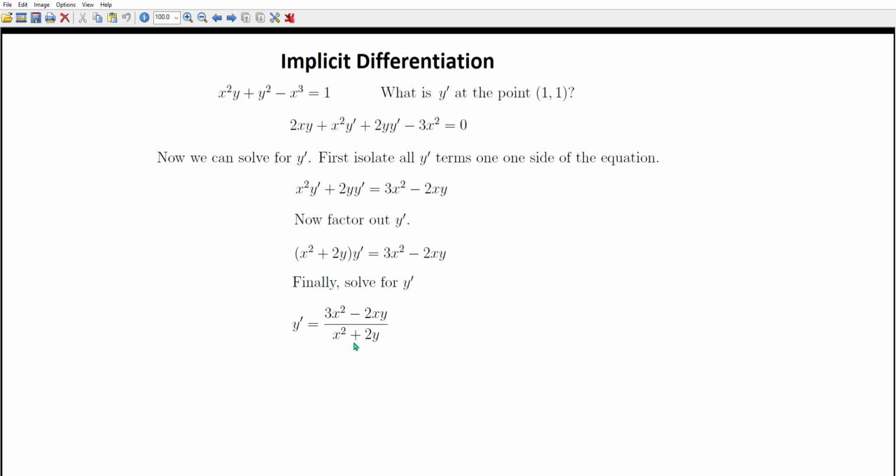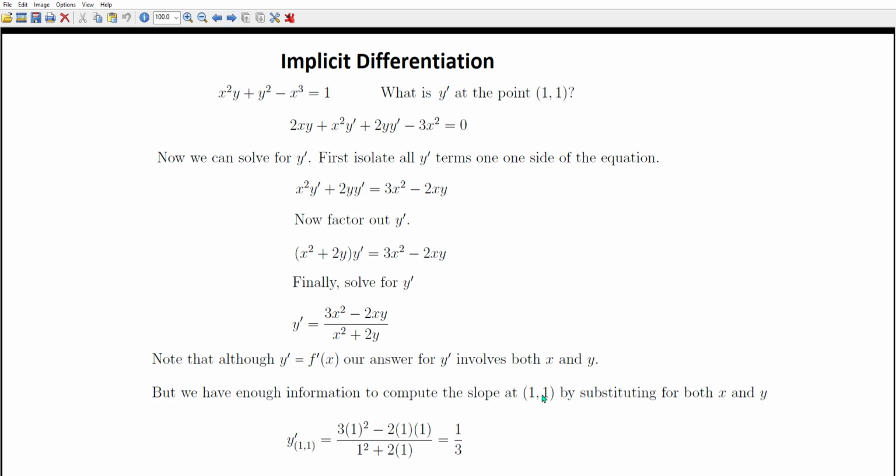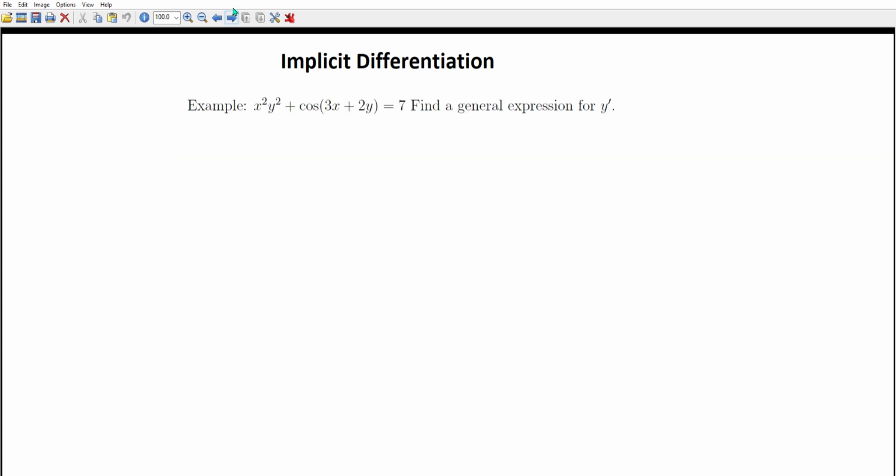And here's an expression that gives us y prime, but it's an expression involving both x and y. So y prime in principle should just be a function of x. Our answer for y prime involves both x and y, but that's not a problem because we know what x and y are at this point. They're 1, 1. So we just substitute that into the expression. 3 times 1 squared minus 2 times 1 over 1 squared plus 2 times 1, and we end up with 1/3, which is in fact the slope of the tangent line.